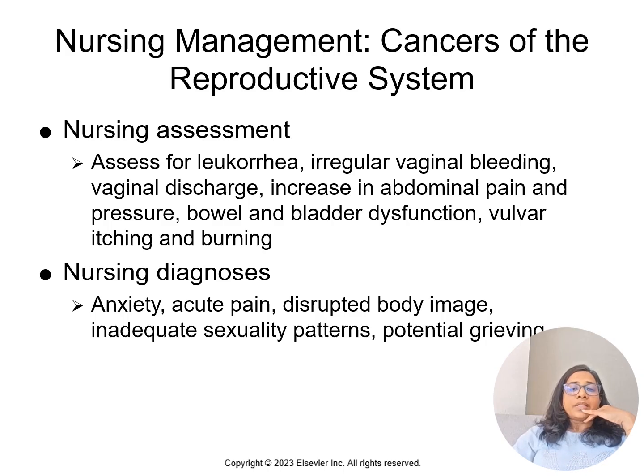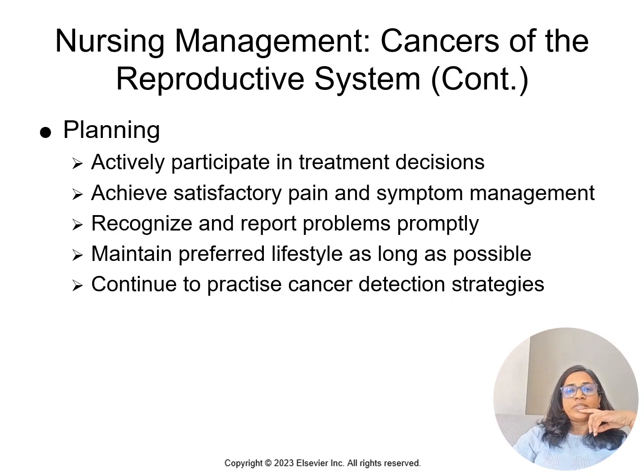So, nursing management includes assessing for leukorrhea, increased vaginal bleeding, any discharges, increase in abdominal pain, etc. Anxiety, pain, and body image disturbance are all potential nursing diagnoses. And we encourage people to participate in treatment decisions, along with pain and symptom management, and to recognize and report complications promptly.